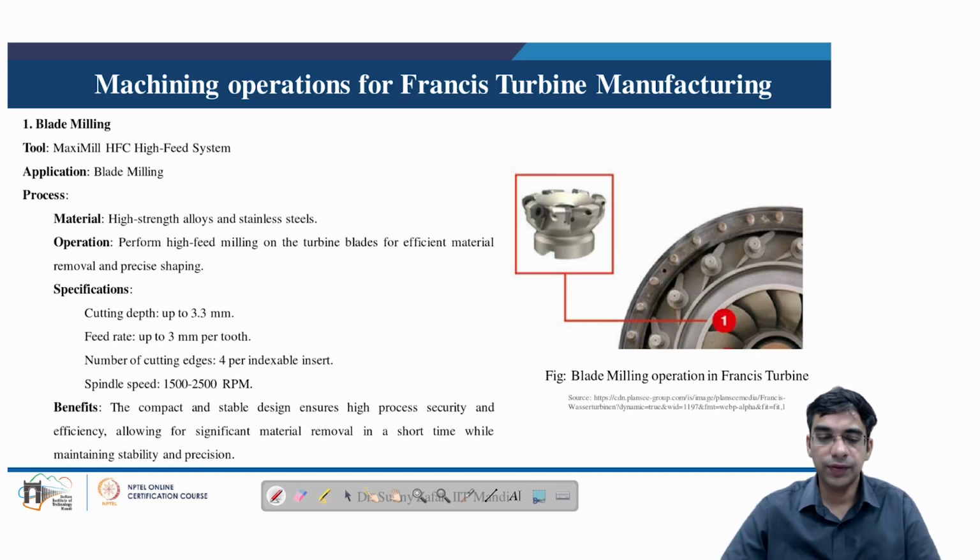High feed milling on the turbine blade for efficient material removal and precise shaping is carried out. A depth of cut of the order of 3.3 millimeters, feed rate up to 3 millimeters per tooth, and number of cutting edges, that is 4 per indexable insert, are used. A spindle speed of 1500 to 2500 rpm is utilized. Benefits of this process involve compact and stable design, ensuring process security and efficiency, allowing for significant material removal in a short time while maintaining stability and precision.